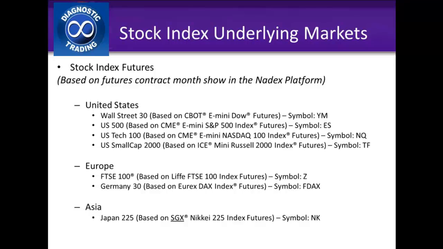The US Tech 100 is based on the CME E-mini NASDAQ 100 index futures, which symbol is NQ. And the US Small Cap 2000 is based on ICE's Mini Russell 2000 index futures, which symbol is TF. For the European futures, the FTSE 100 is based on the LIFFE FTSE 100 index futures, which symbol is Z. And for the Germany 30 spread, that's based on the Eurex DAX index futures, which symbol is FDAX. In addition, you can trade the Asian index market of the Japan 225 based on the SGX Nikkei 225 index futures, which symbol is NK.